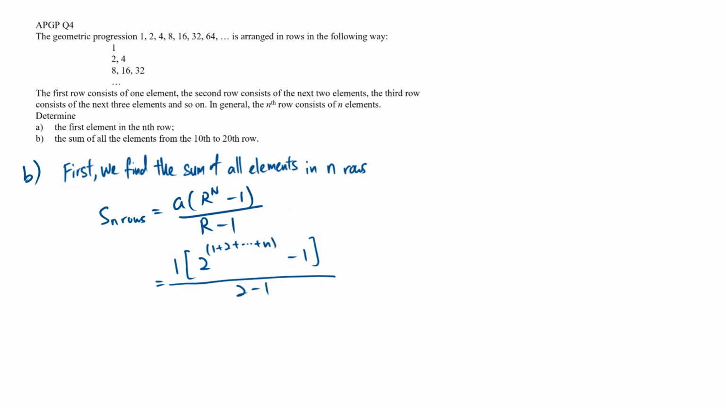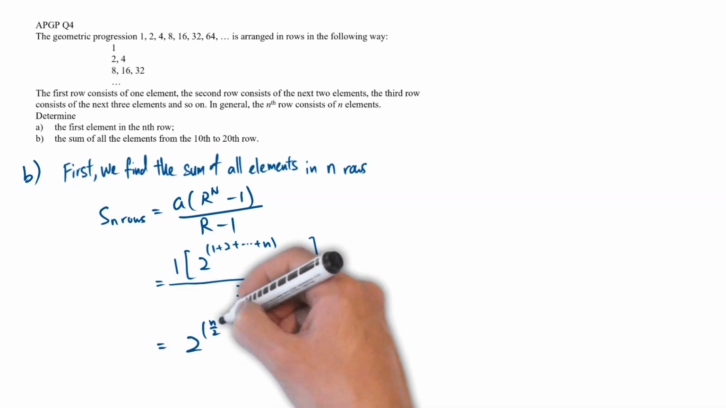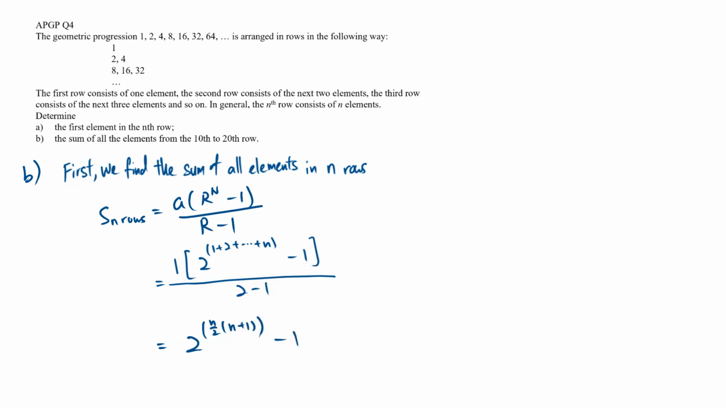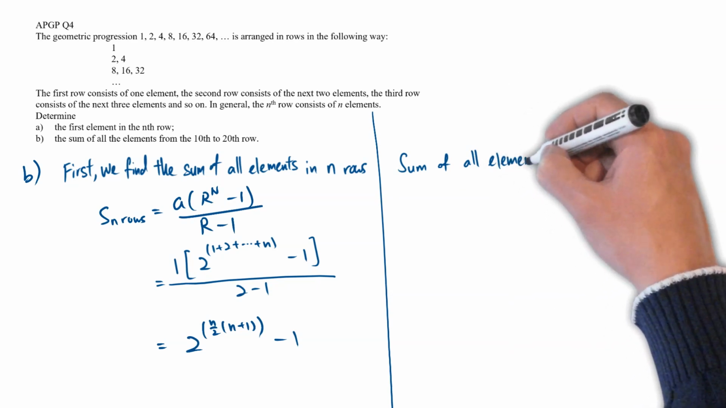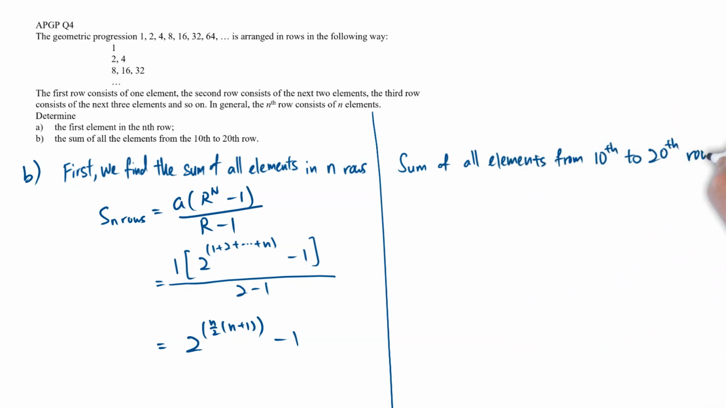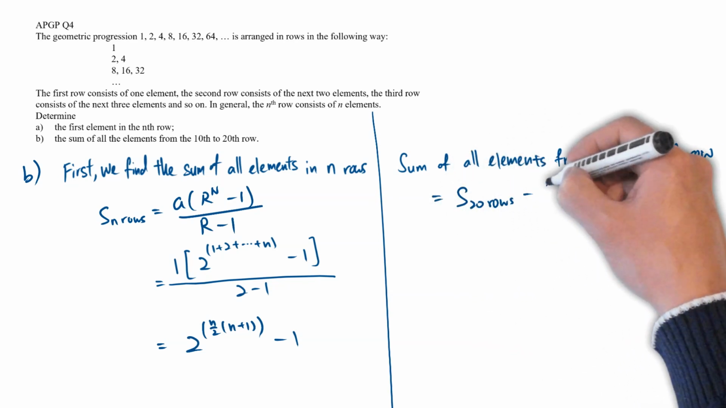We realize that the term in the power is actually the sum of an AP, 1 plus 2 plus 3 all the way until n. And therefore, we can change this sum into n over 2 times n plus 1 using the sum of an AP formula. Thereafter, to find the sum of all the elements from the 10th row to the 20th row, we simply have to take the sum of the first 20 rows minus the sum of the first 9 rows.